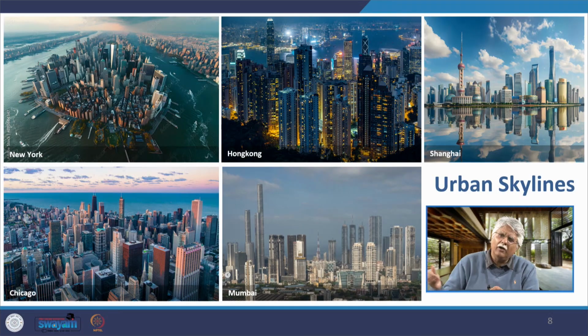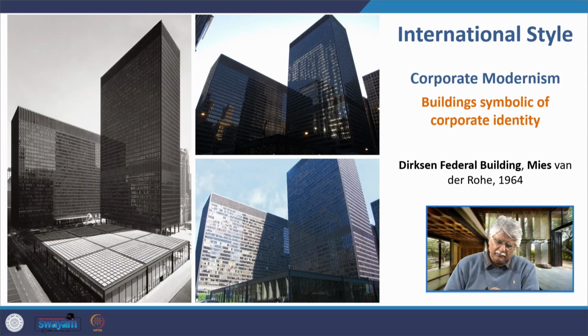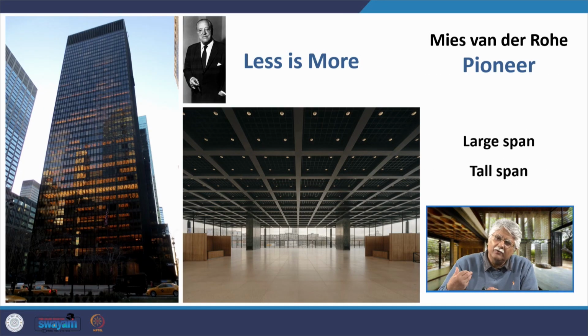I also showed you last time the urban skylines and how the urban skylines are changing and how the skyscrapers dominate them. We talked about the rise of the international style and corporate modernism, particularly the works of Mies van der Rohe, and how Mies van der Rohe propounded the dictum less is more, and how he pioneered the tall span and the long span or the large span building in glass and steel.